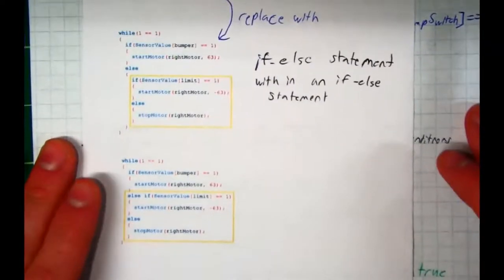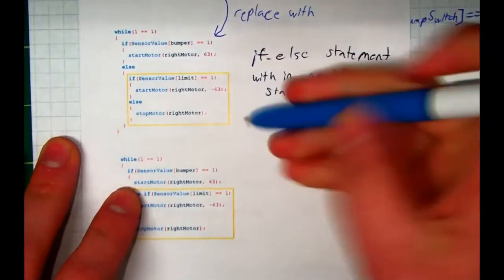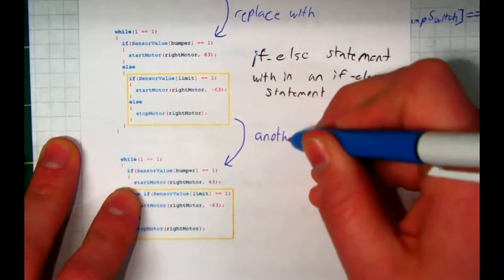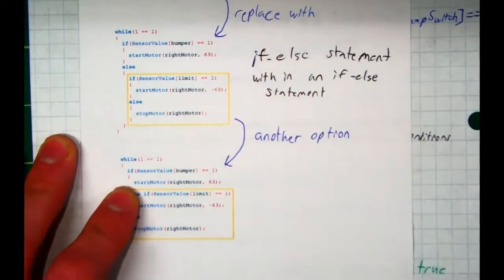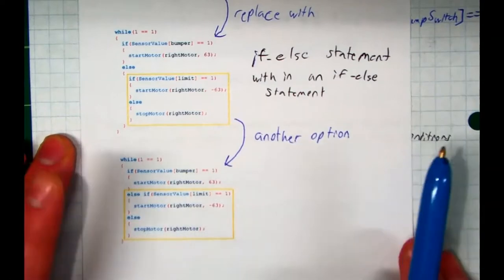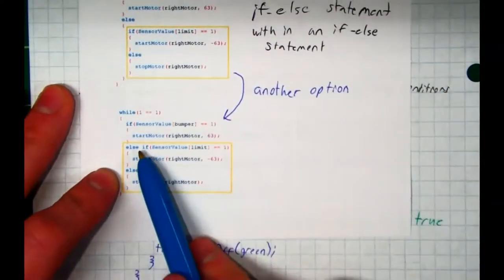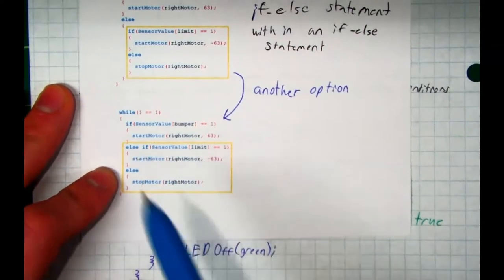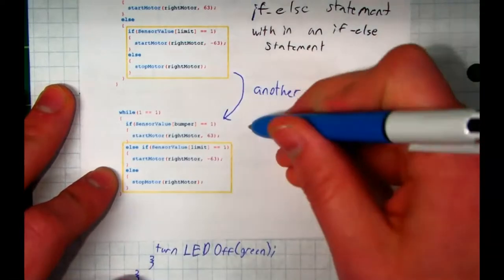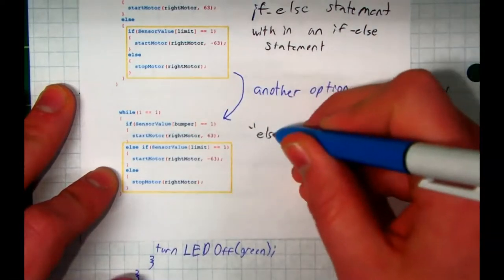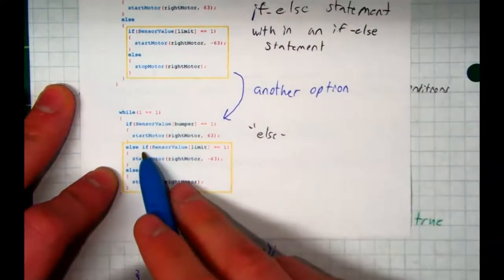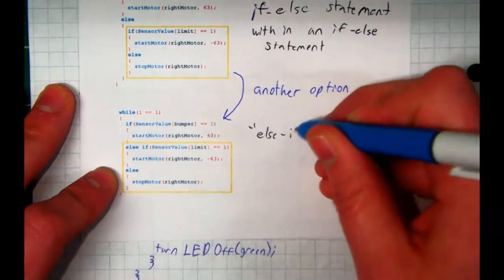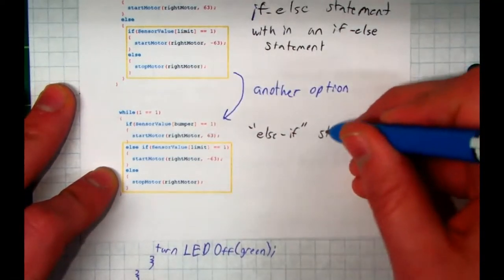There's a third option, and this one's kind of cool. So let's draw an arrow from the second example to the third example. We could say another option. Notice it says if, and at the bottom else, but notice the second one says else if. An else if statement. Else if statements are really interesting. So put in parentheses else if, not if else. I've done that before where I typed in if else, not else if. So be careful with that.